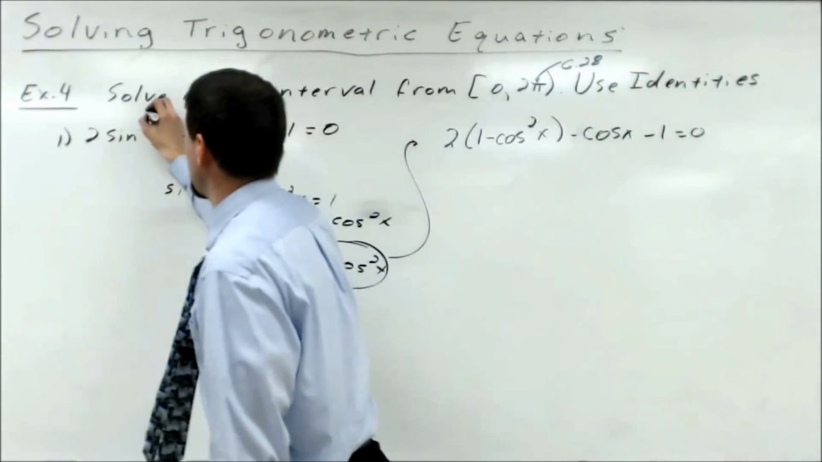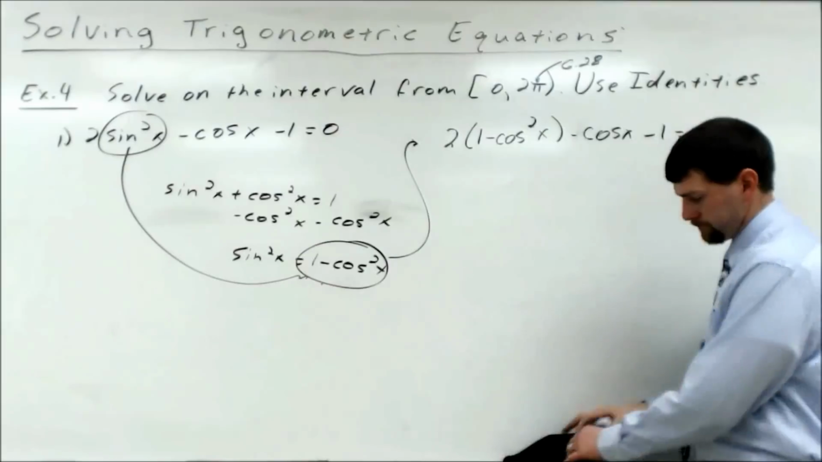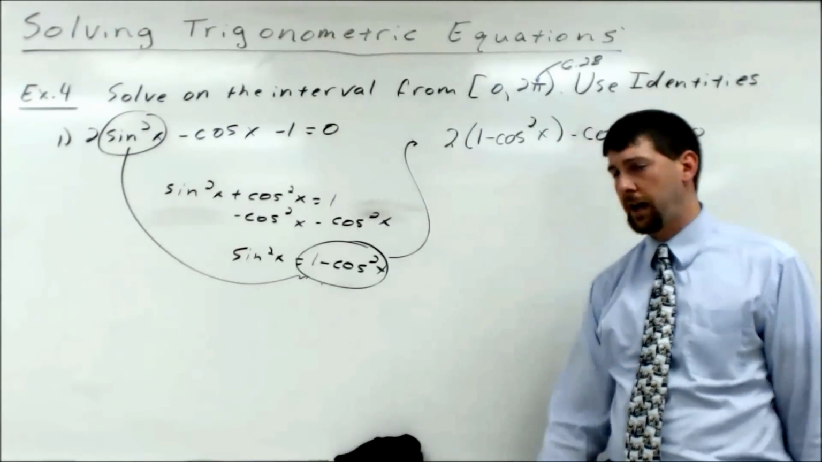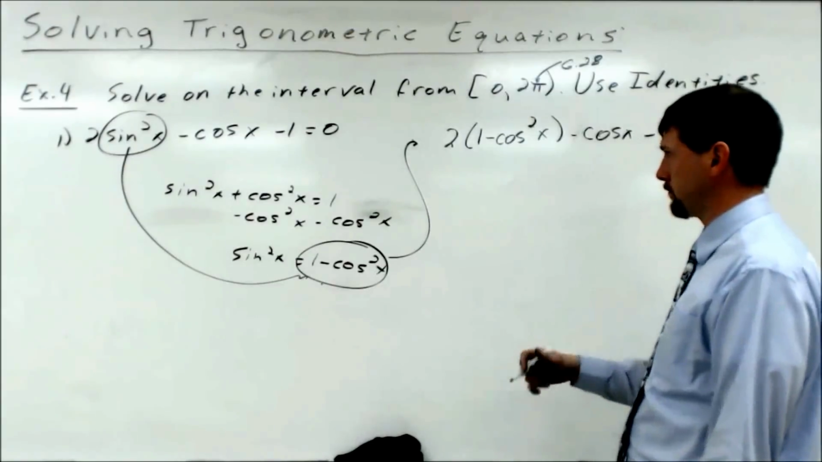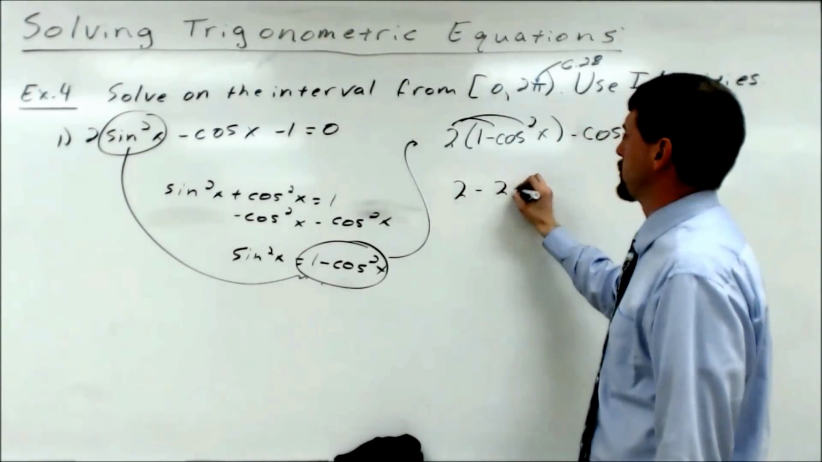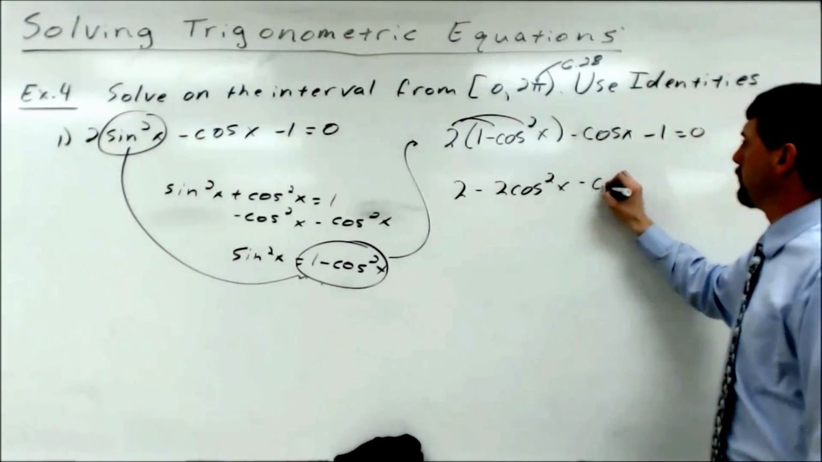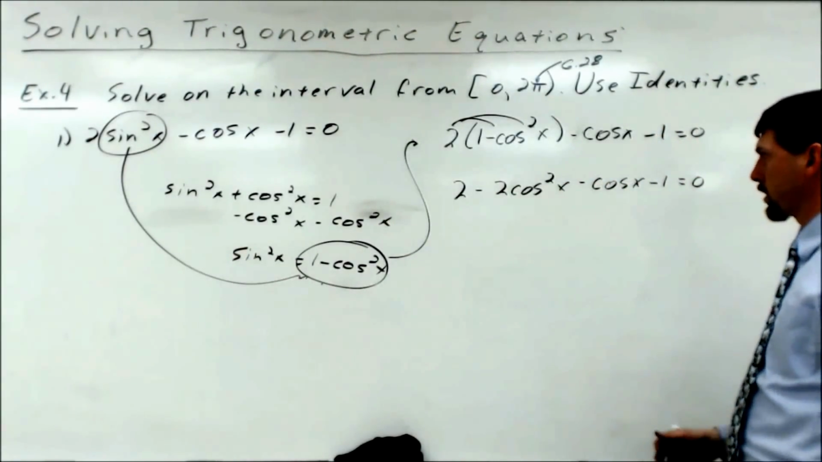Okay. Just take the sine squared, substitute 1 minus cosine squared. Now I have something that I can either cancel cosines or get into a form that'll factor. So we go through, clean it up, distribute: 2 minus 2 cosine squared x minus cosine x minus 1 equals 0. Continue working through it.